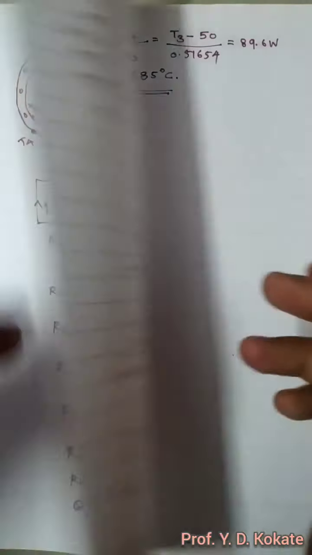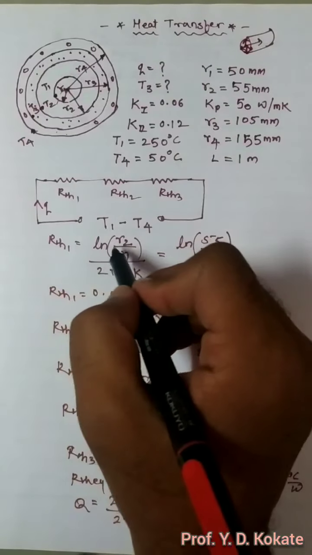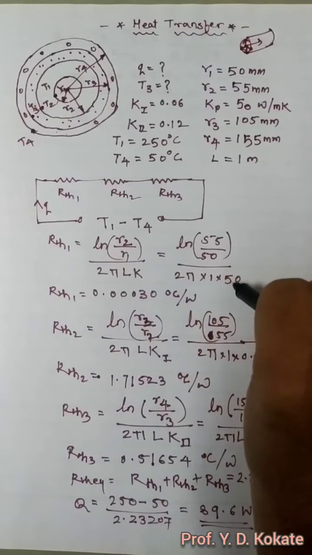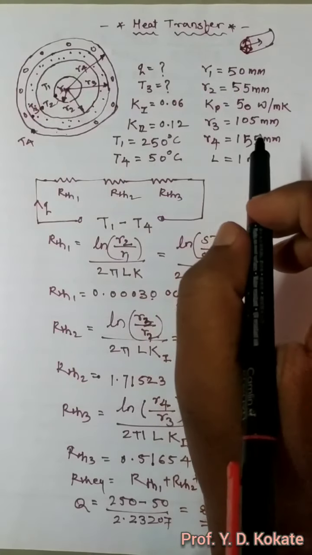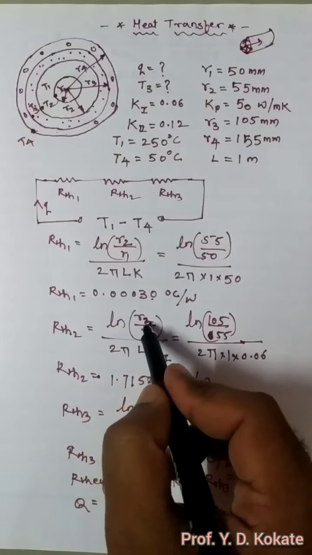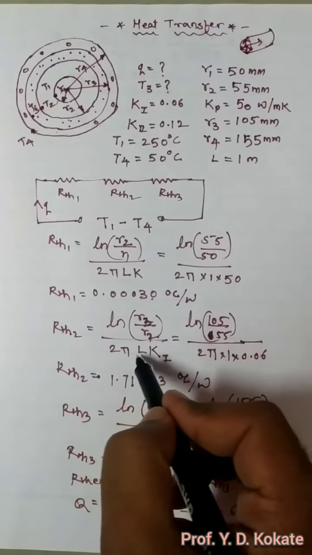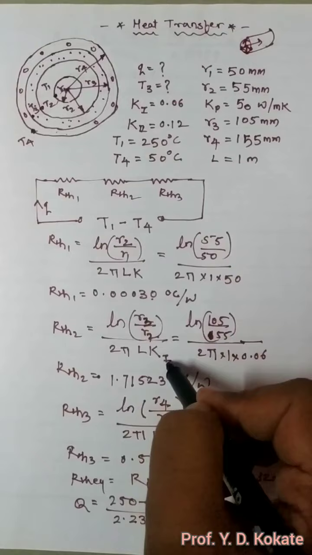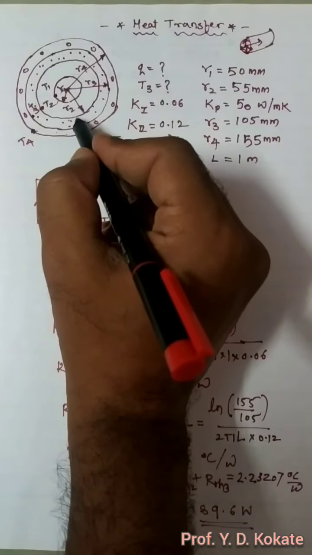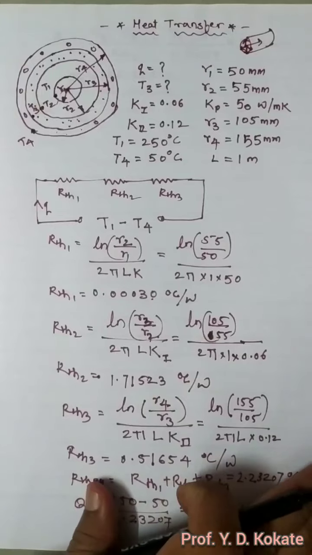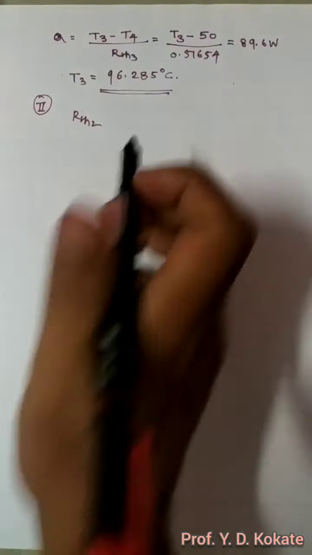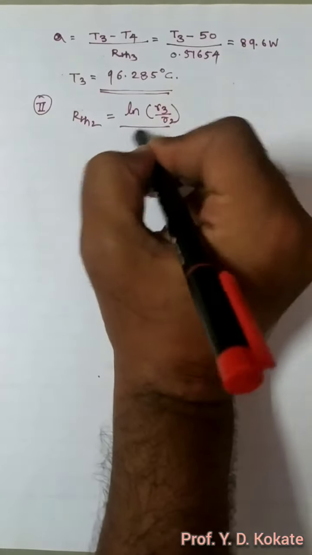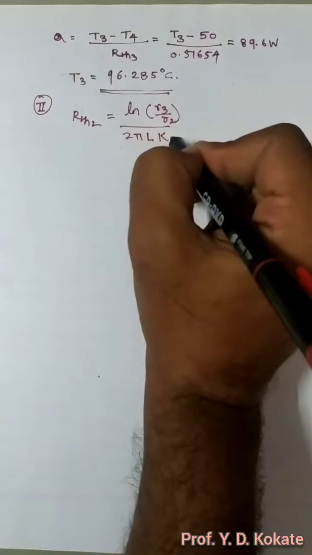RTH1, the pipe thermal resistance, is ln of R2 upon R1 divided by 2 pi Lk. R2 will be the same, R1 will be the same, and the thermal conductivity of the pipe will be the same. So RTH1 will be the same. Now RTH2: R3 will be the same, R2 will be the same, 2 pi L K, but K is different. Now here we want to use the K of the second insulation, because we are replacing the outer insulation with the inner. So RTH2 is ln of R3 upon R2 divided by 2 pi L K insulation second.